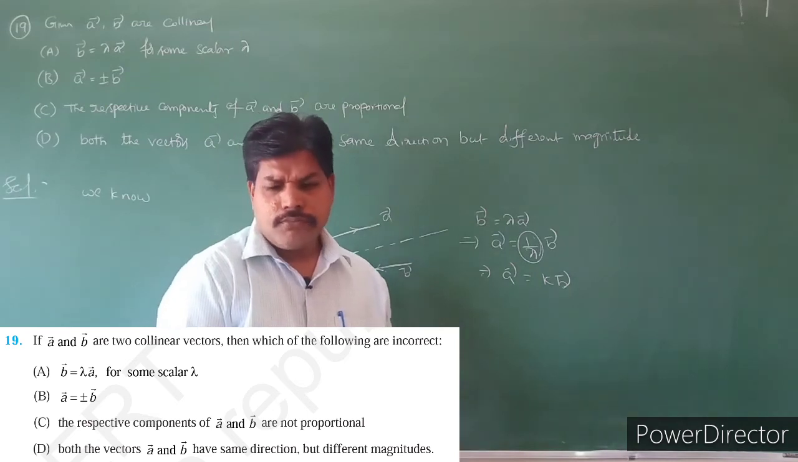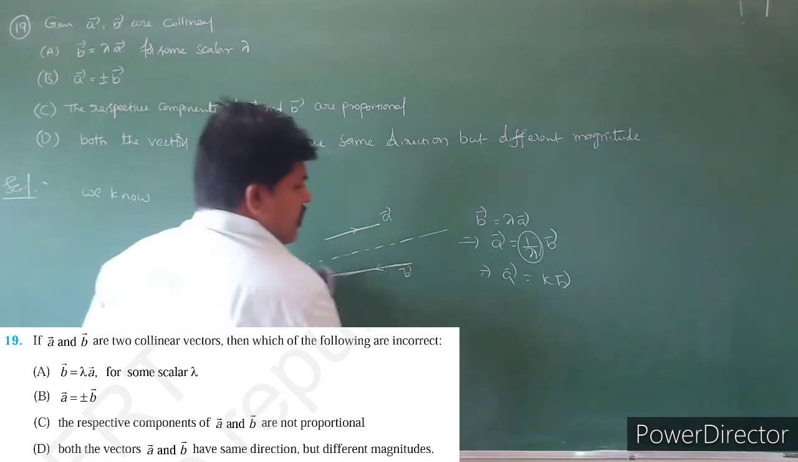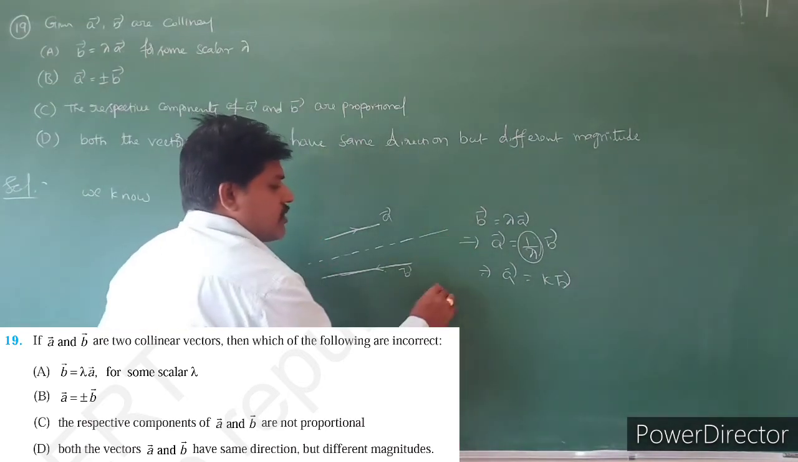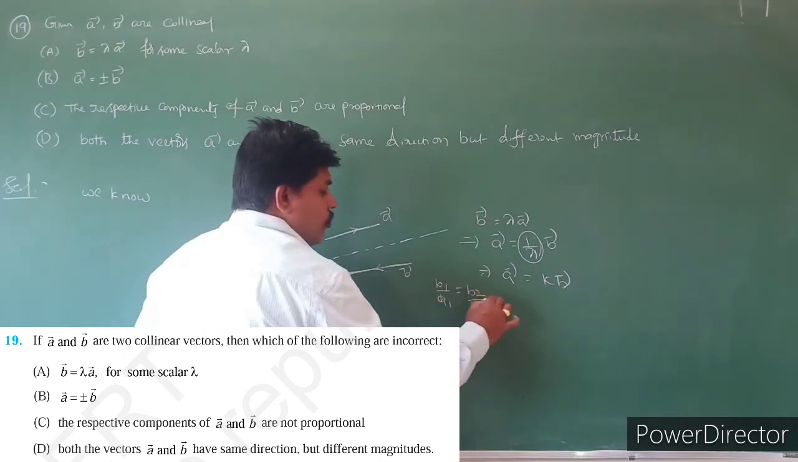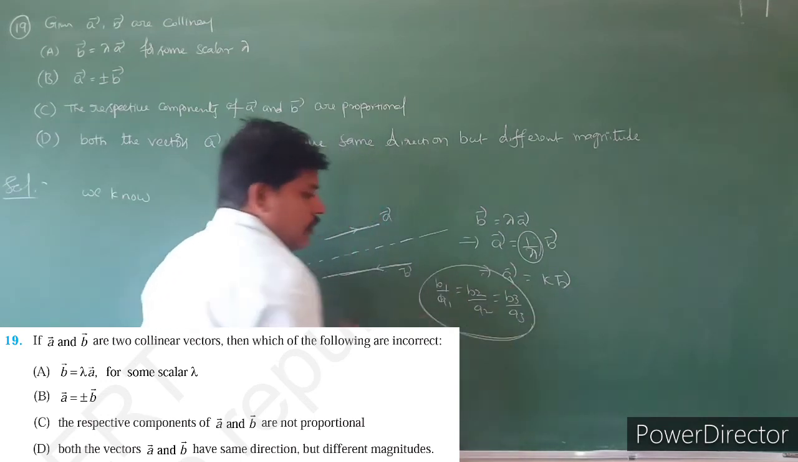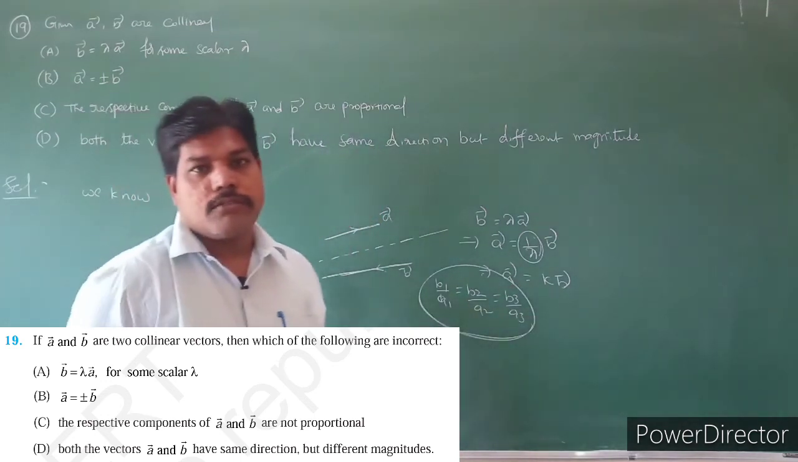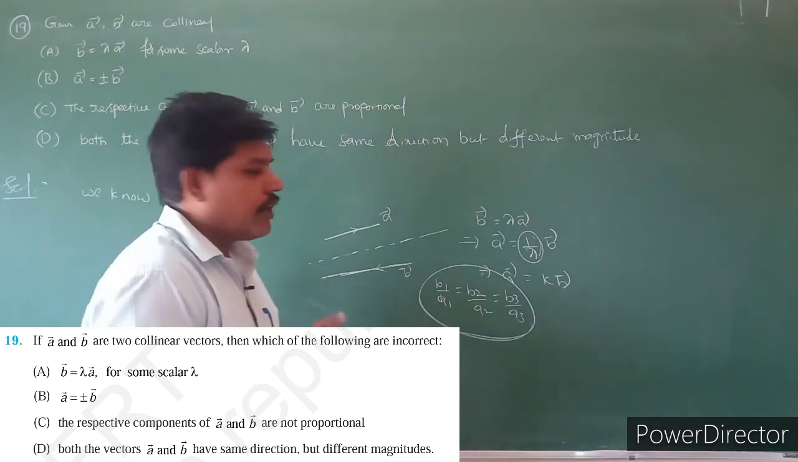Yes or no? So we can take it as here. So that is nothing but these are the conditions. And also if two vectors are given, what are the conditions? B1 by A1 is equal to B2 by A2, that is equal to B3 by A3. So the components are proportional also. If the vectors are collinear, the components are proportional, and we can take these conditions.